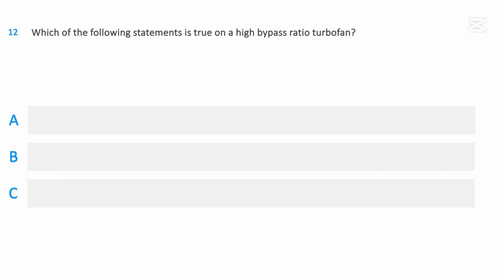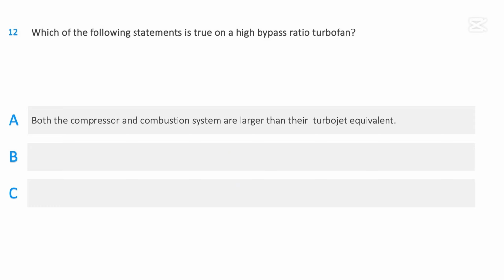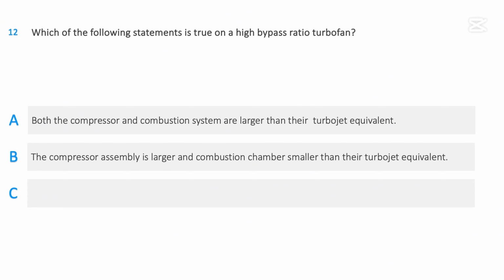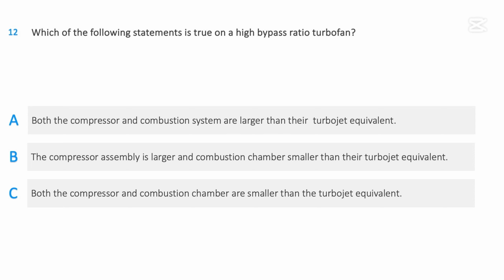Which of the following statements is true on a high bypass ratio turbofan? Both the compressor and combustion system are larger than their turbojet equivalent. The compressor assembly is larger and combustion chamber smaller than their turbojet equivalent. Both the compressor and combustion chamber are smaller than the turbojet equivalent. The correct answer is: both the compressor and combustion chamber are smaller than the turbojet equivalent.